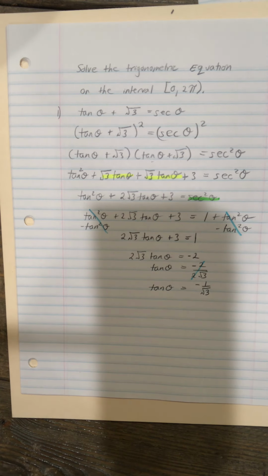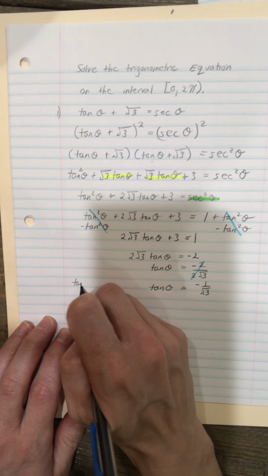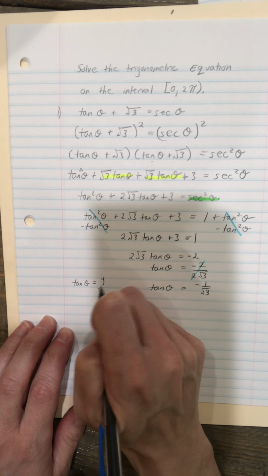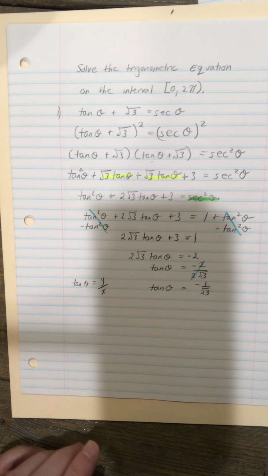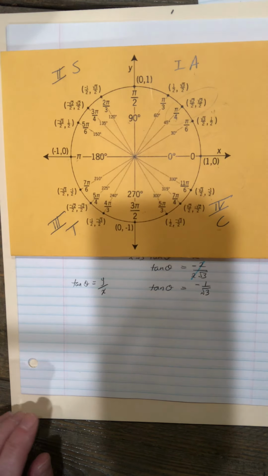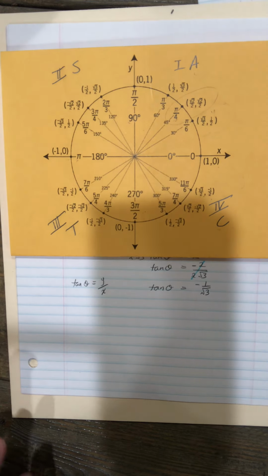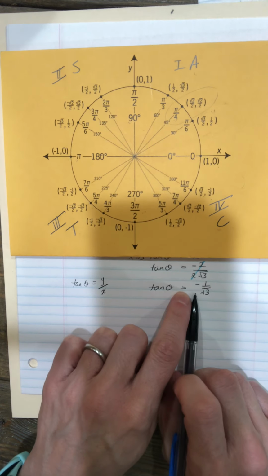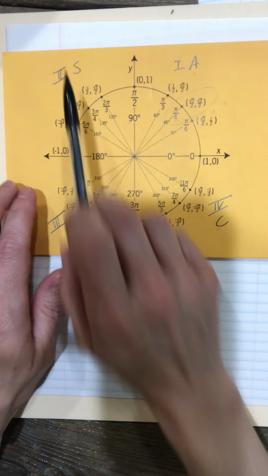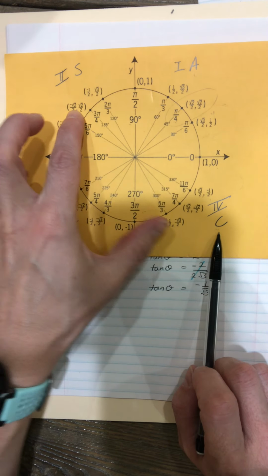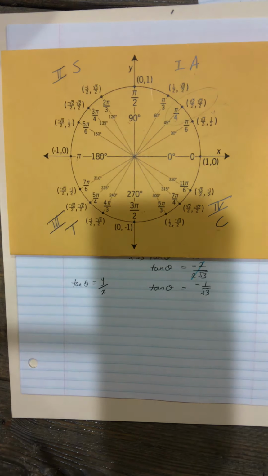Now, what I want us to remember is that tan theta is equivalent to y over x. I'm looking at my unit circle, thinking of y over x. In this case, tan is negative. If tan is negative, I'm looking at quadrants 2 and 4, because that is when my tan value is negative. So if I take a look at that, I don't see a 1 and a root 3.